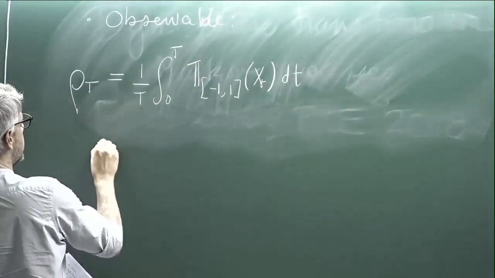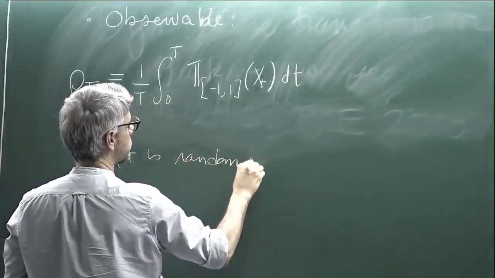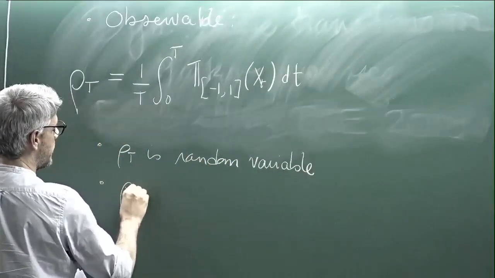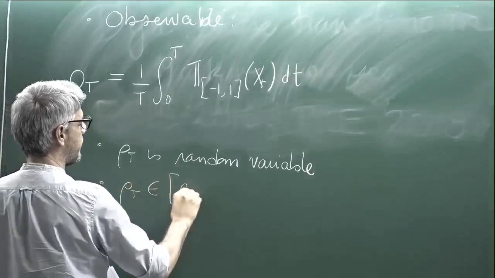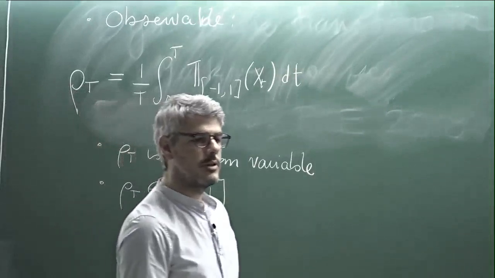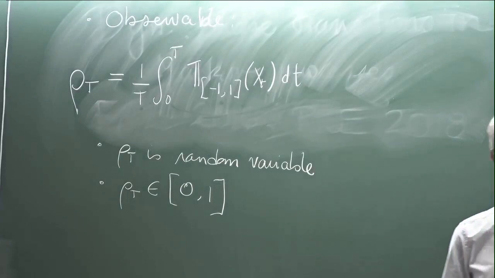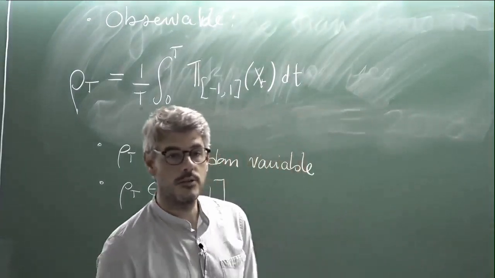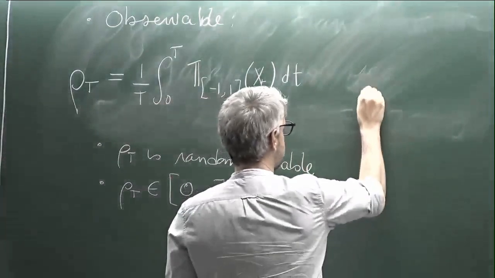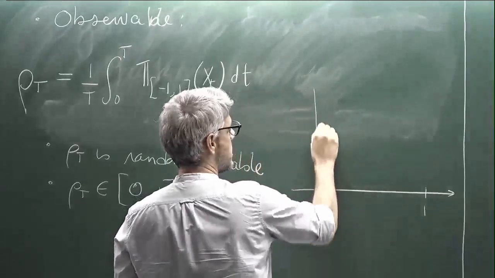Okay. So that rho t is a random variable. It's got a distribution. It's got a distribution over 0, 1 because the possible values of rho t itself is 0, 1. Okay, so if rho t is equal to 0, it means that the trajectory hasn't spent time in the interval. If rho t is equal to 1, it means that the trajectory spends all the time in -1, 1. Okay. The trajectory looks a bit like this. If I can sketch a bit what the trajectory looks like. So you have 0, you have 1, and it looks a bit like this.